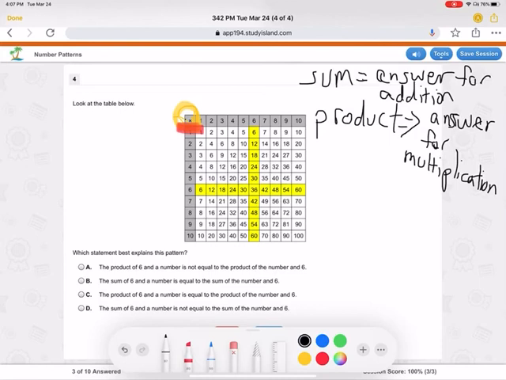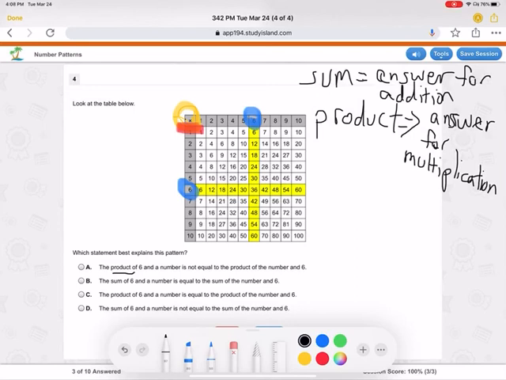Now, before we move on, what group of multiples are we looking at? Did you notice? They're all 6. So we have to remember we're looking at multiples of 6 here. Now, let's read it again. We're going to be looking for the word product. Which statement best explains this pattern? Well, there's the word product. The product of 6 and a number is not equal to the product of the number and 6.